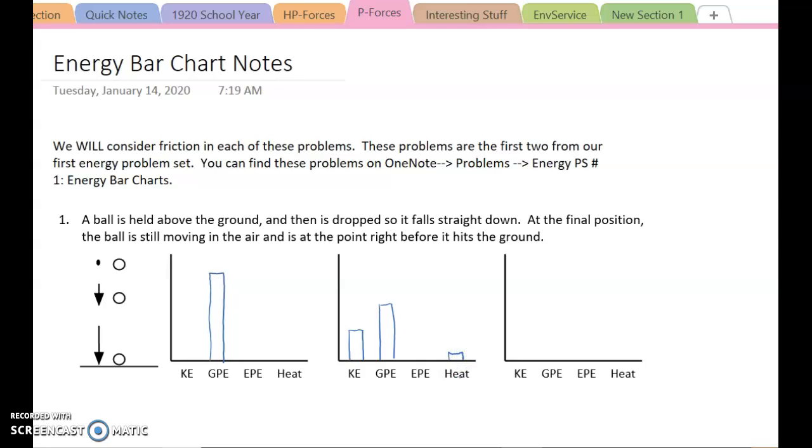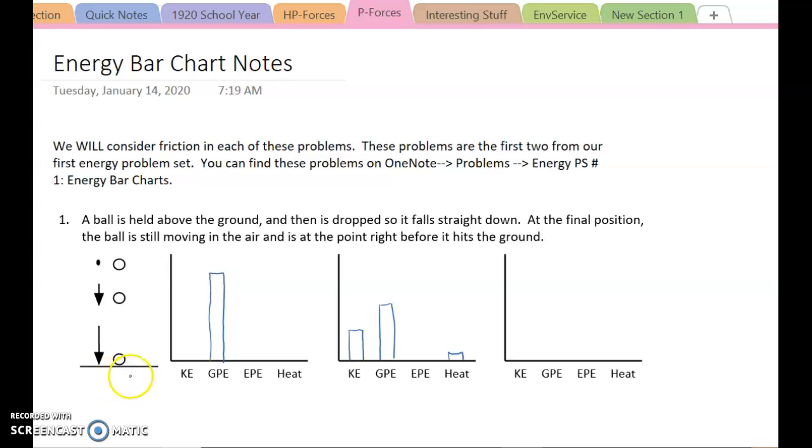Now, ideally, if I stack these bars up, like if I take this kinetic energy bar and I put it on top of the GPE bar and I put the heat bar on top of that, they should all be equal in height to this initial GPE bar because we know that energy can neither be created nor destroyed. It is just transformed from one form to another.